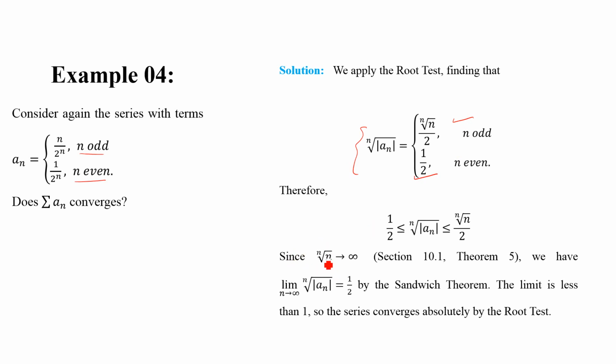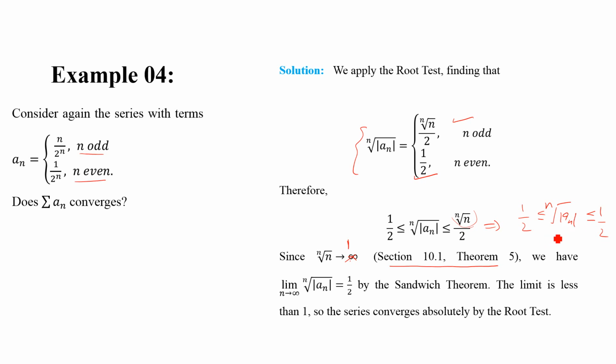So the nth root of n approaches infinity, well, pardon me, this is not infinity, this is 1, again a typo. So the nth root of n approaches 1. You can see section 10.1 theorem 5. So if this approaches 1, then from this inequality, we have 1 over 2 is less or equal to the nth root of the absolute value of a_n, which is less or equal to the limiting value, because its limiting value is 1.